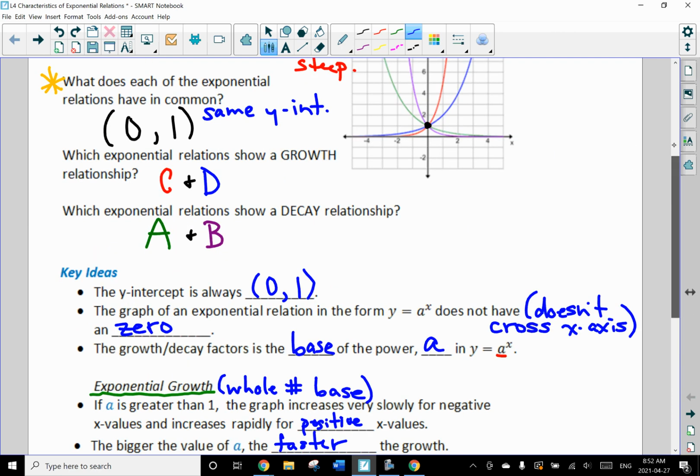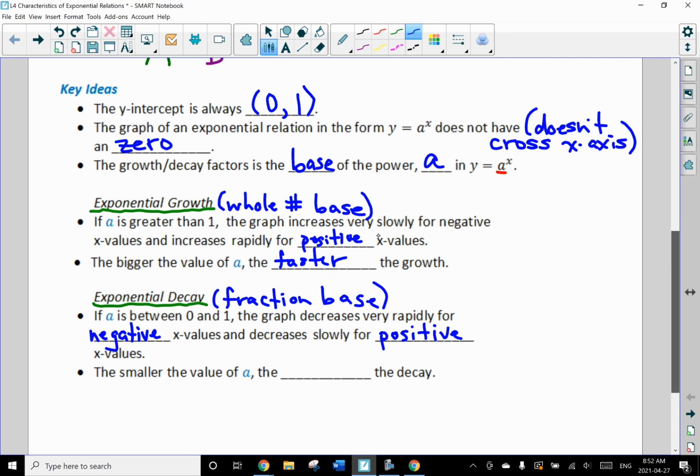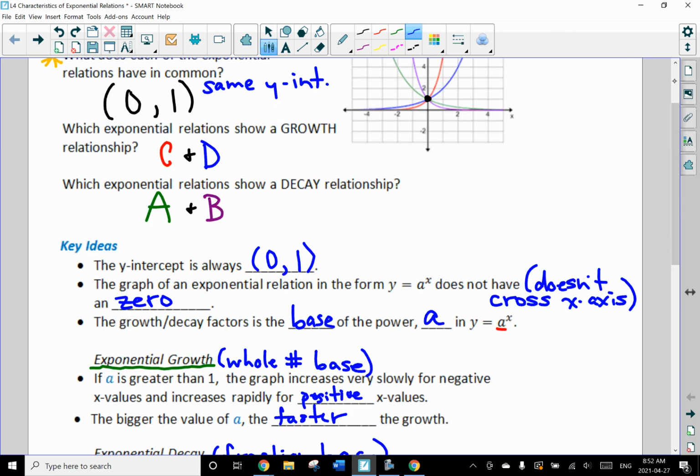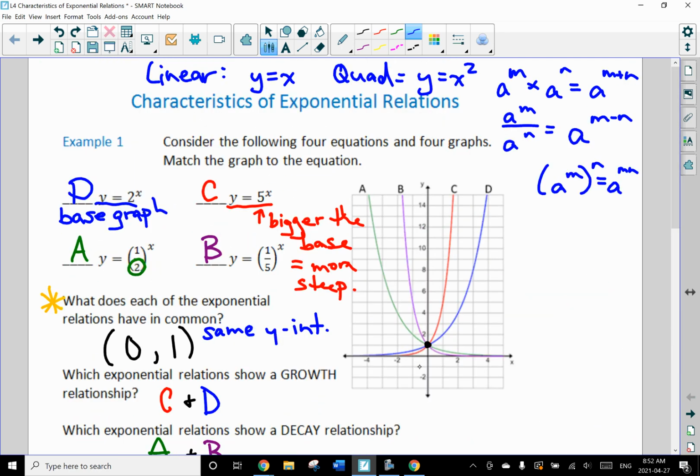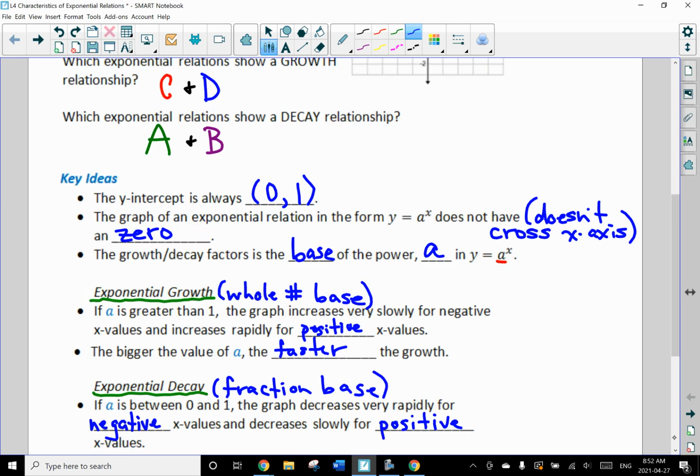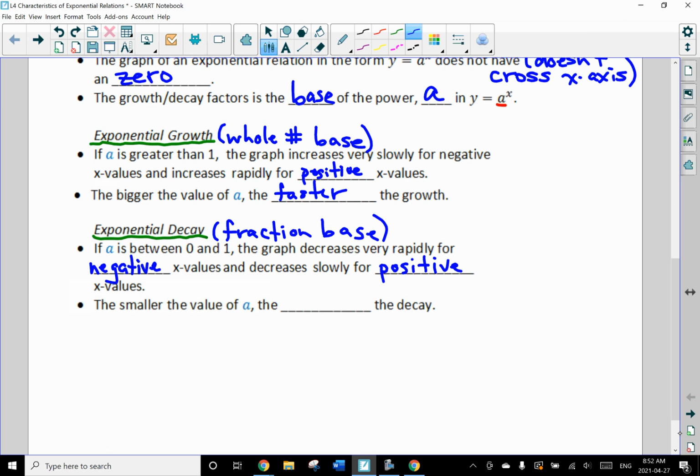If we look up here, that's green and purple. They drop really, really quick when the x values are negative, a really steep drop, and then slowly, slowly, slowly on the other side when x is positive. The smaller the value of A, the steeper, I'm going to say the faster again, because I said faster in the other one, the faster the decay. All right.